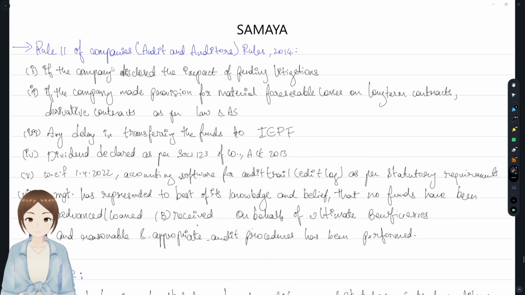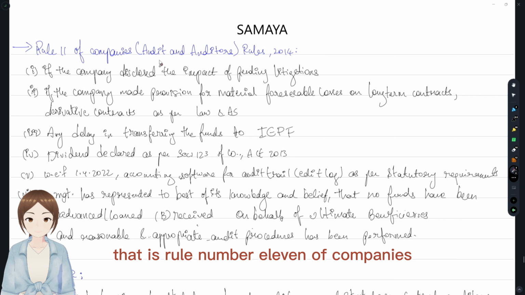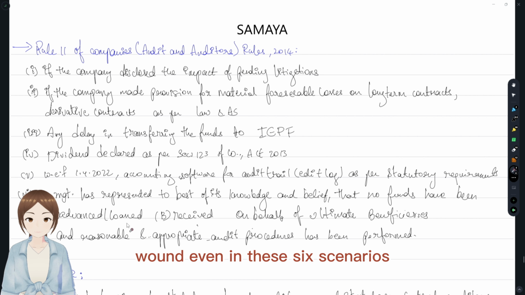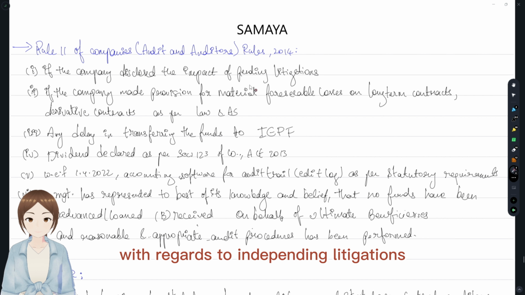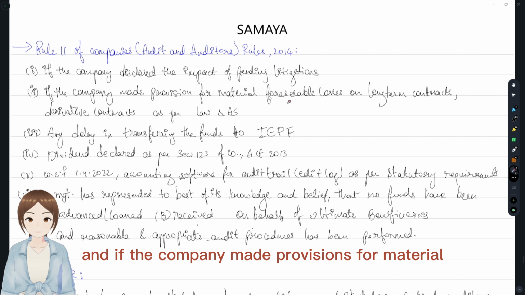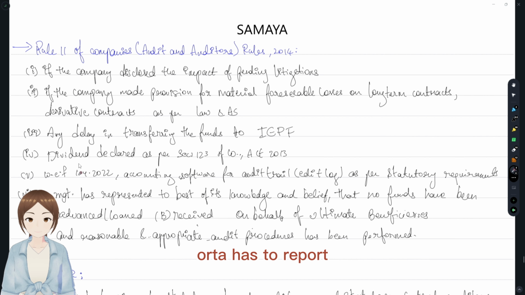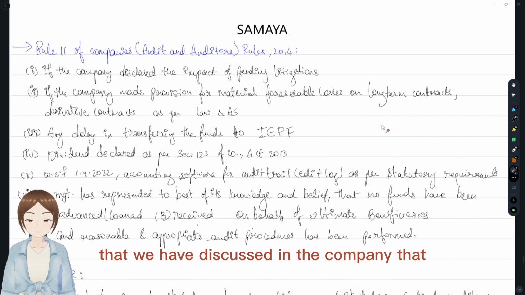Now we'll move on to the next topic, that is Rule 11 of the Companies (Audit and Auditors) Rules, 2014. This rule was applicable only in these 6 scenarios. It is not so important, but we'll just revise it once. If the company disclosed the impact of any pending litigations, if the company made provisions for material foreseeable losses, or if there is a delay in transferring funds to the Investor Education and Protection Fund, the auditor has to report. Also, whether the dividend declared is as per Section 123 of the Companies Act that we have discussed.